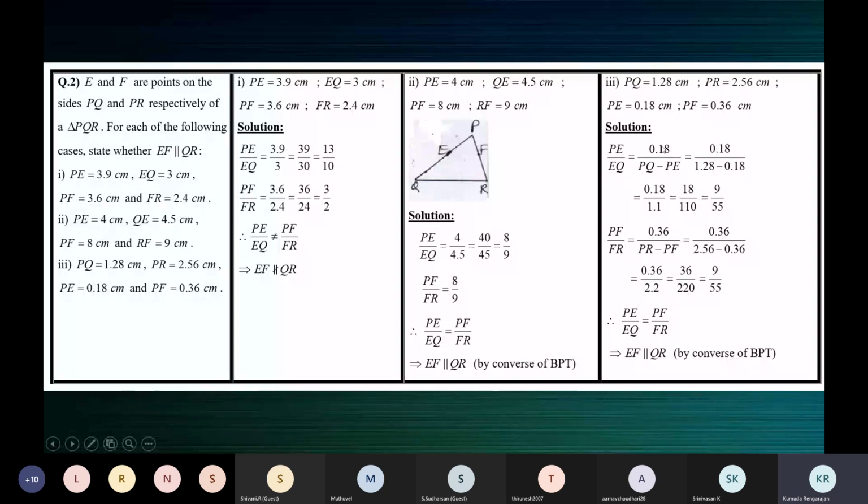So PE by EQ. PE is given. EQ is not given, but EQ is PQ minus PE. Similarly, FR is not given. It's PR minus PF. Okay. So it so happens that PE by EQ is 9 by 55. PF by FR is also 9 by 55. So PE by EQ is equal to PF by FR. So by the converse of BPT, when you join EF, EF is parallel to QR.